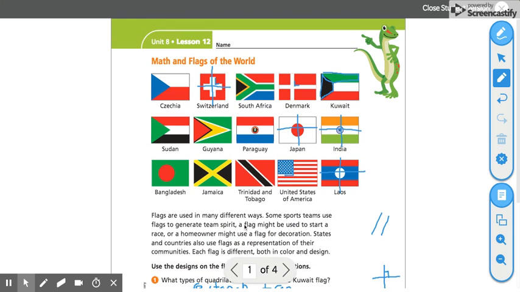So as you can see, we can apply what we learned to look at flags and also some symmetrical pictures and apply what we've learned about geometry in a real life situation.